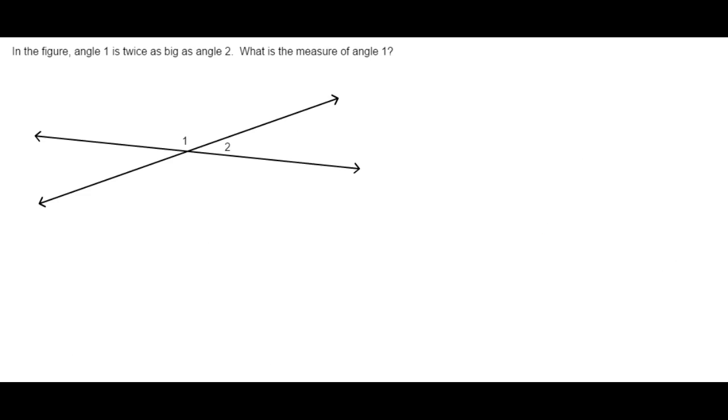So one way they can switch it up is to not actually tell you any of the angle measures, just tell you how the two angles compare to each other. So in the figure, angle 1 is twice as big as angle 2. What is the measure of angle 1? Well, we know for sure that we are on a straight line, so that it is supplementary. We know they're going to add to be 180.